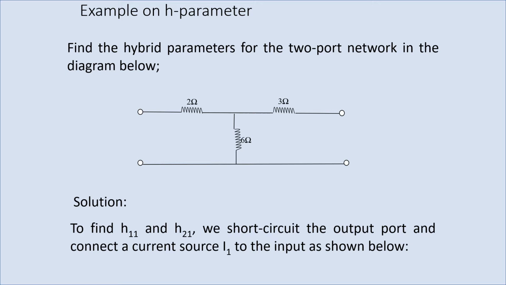From our V1 equals H11 I1 plus H12 V2, for us to calculate our H11, V2 must be equal to 0. That is, our V2 must be short circuit. Also, in calculating H21 from the formula I2 equals H21 I1 plus H22 V2, our V2 also must be equal to 0 to calculate H21. Our V2 output voltage must be short circuit.